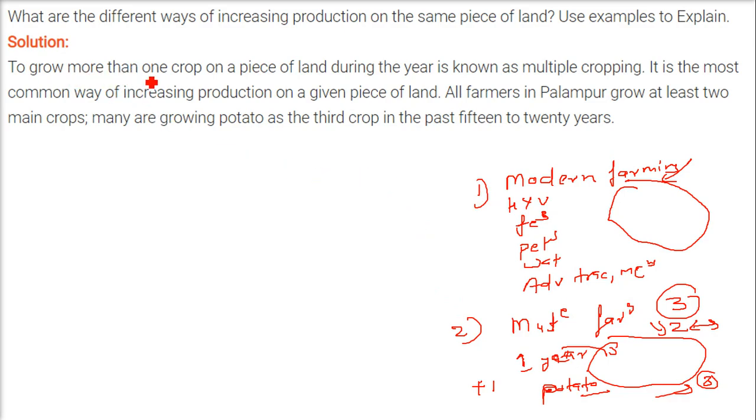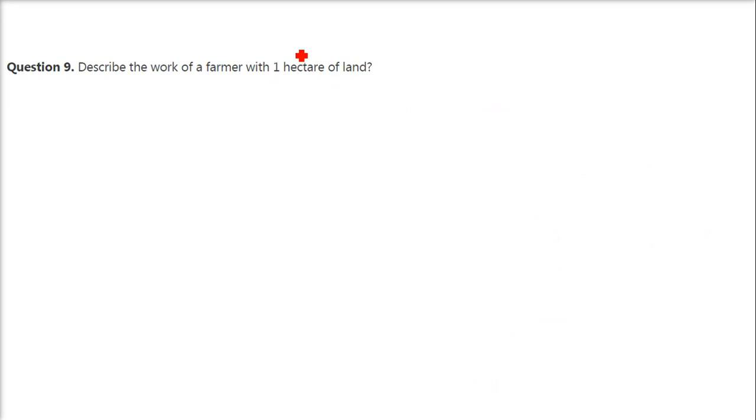So let us go and see formally. To grow more than 1 crop on a piece of land during the year is known as multiple cropping. It is the most common way of increasing production on a given piece of land. All farmers in Palampur grow at least 2 main crops, that is the eatable crops, and many have been growing potato as the third crop in the past 15 to 20 years. And the second thing you are going to mention is modern farming.